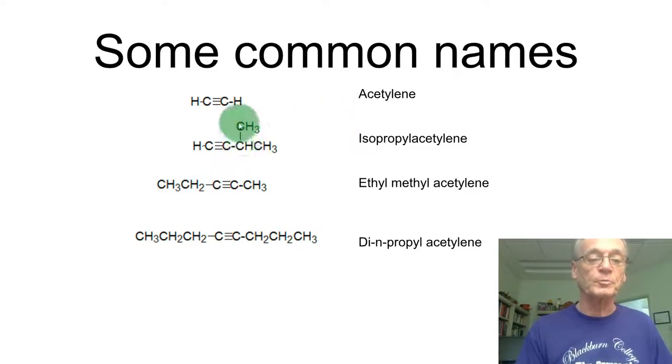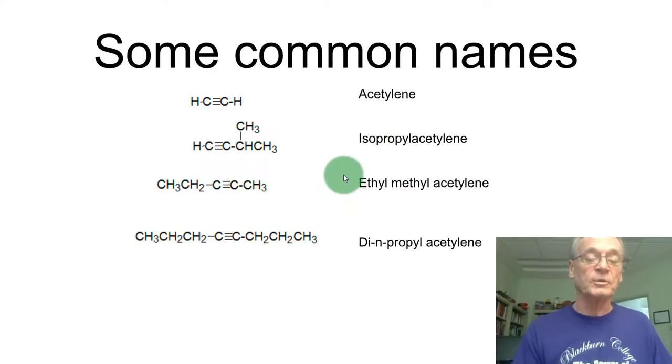In this case, it's an isopropyl group attached to a 2-carbon triple bond, and so it's called isopropyl acetylene. This one, you have both a methyl group on one end and an ethyl group on the other end of the 2-carbon triple bond. So it's an ethyl and a methyl on acetylene, so it's called ethyl-methyl acetylene. This one has an N-propyl group on one end of the triple bond and another N-propyl group on the other end of the triple bond, and so it's called di-N-propyl acetylene. So I think you can see the common system is pretty simple. You say the word acetylene, and then in front of it, you put whatever group or groups are attached to the acetylene molecule or to the triple bond.